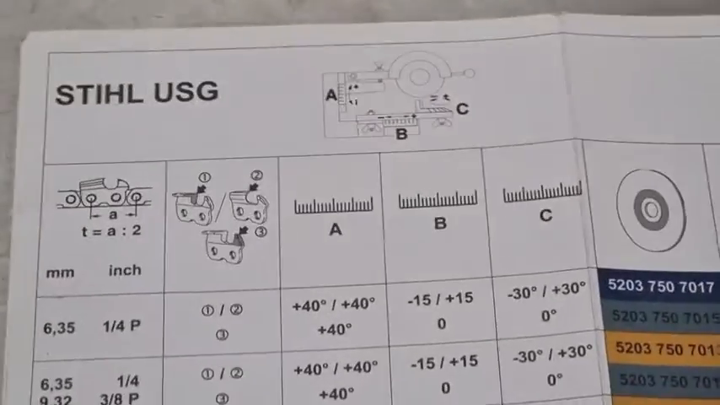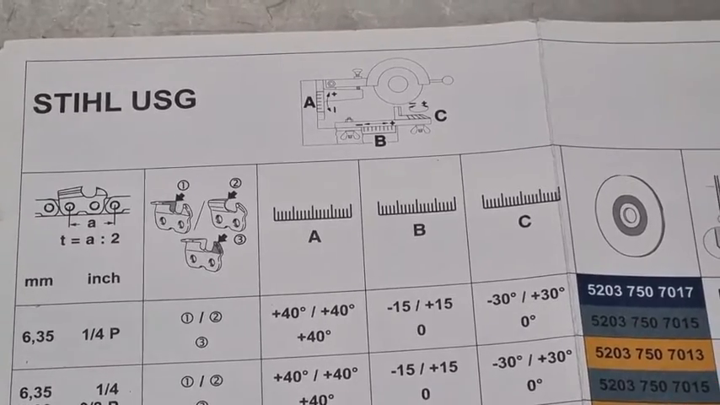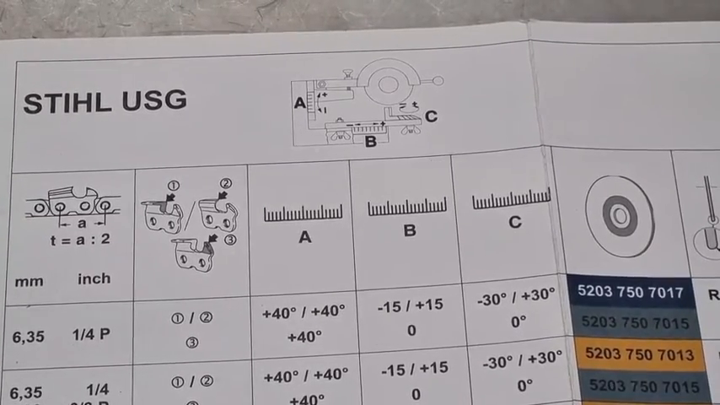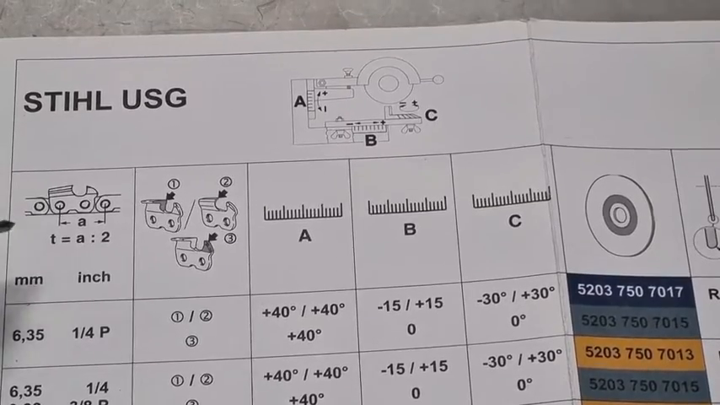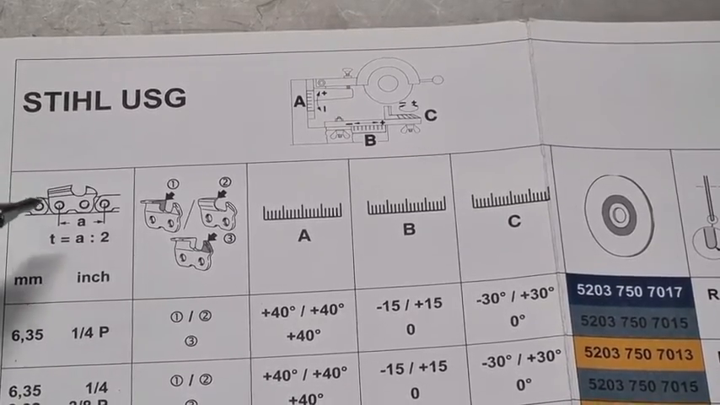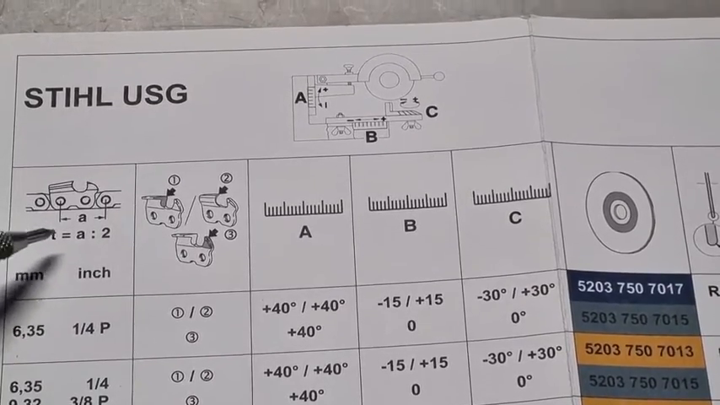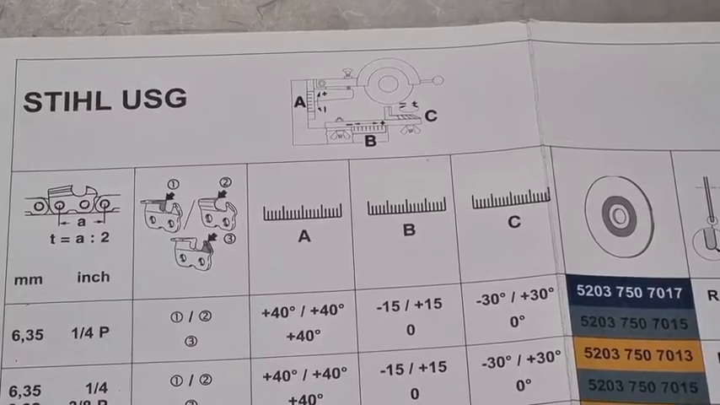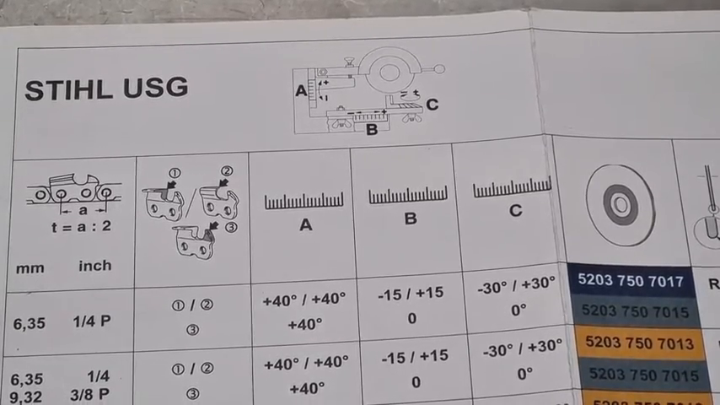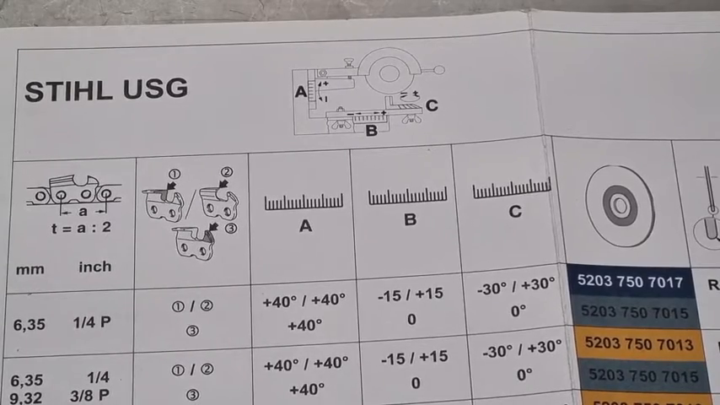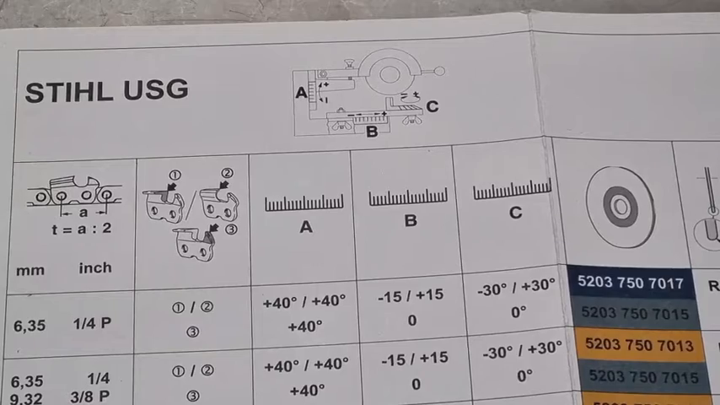So first of all, Stihl USG. What does USG stand for? Universal Sharpening Grinder. So in column A, or the first column, you'll see an icon, 3 rivets, and then it says T equals A divided by 2. So 3 rivets divided by 2 gives you your pitch. So your first column's your pitch. Second column, you'll see 3 teeth. Left tooth, which is number 1, right tooth number 2, and number 3 is the raker or depth gauge, which is measured by a raker tool.